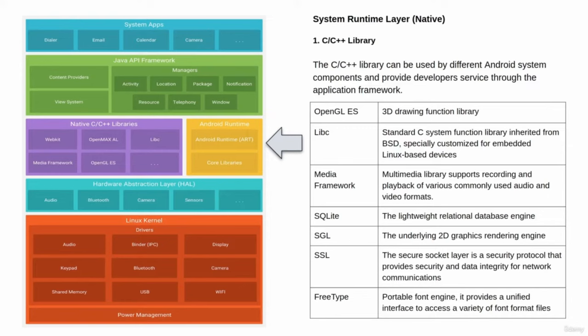So this is basically a 3D drawing function library specifically designed for embedded devices. Then we have the libc. So libc is basically the standard C system function library inherited from BSD. BSD stands for Berkeley Software Distribution. And this is specially customized for embedded Linux-based devices.